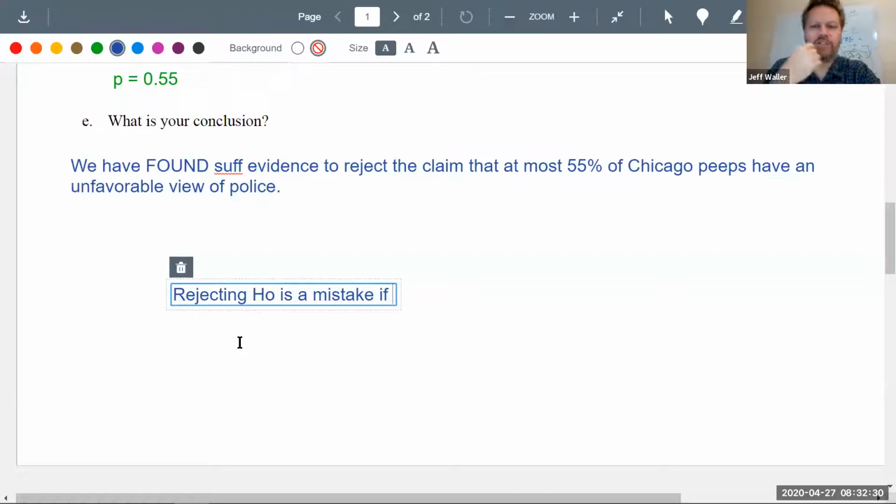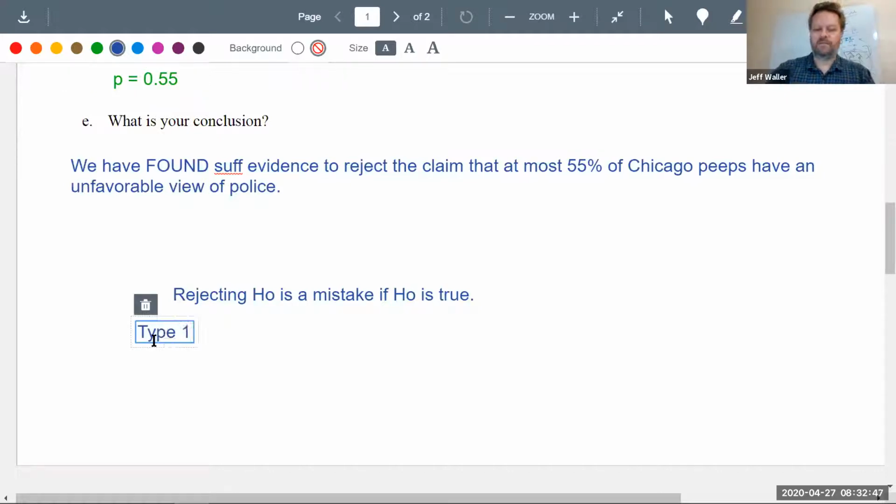You can do it. If I reject the null, when am I wrong? When the null is actually true. I like it. It's a mistake if the null is true. So a type 1 error. Type 1. There's two types. Type 1 is rejecting a true null. Wouldn't that be an error? Wouldn't that be a mistake? Yes. Does that mean that we did our analysis wrong?